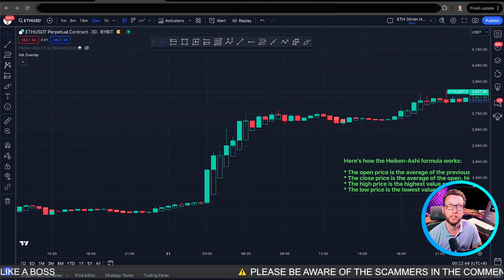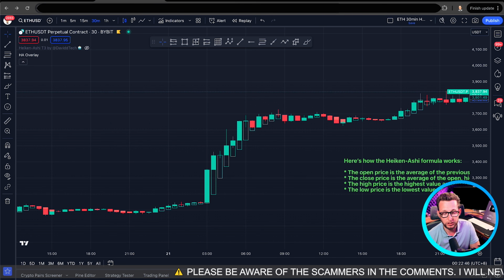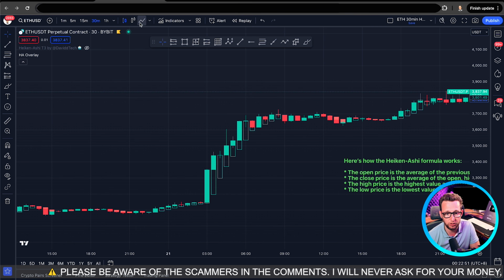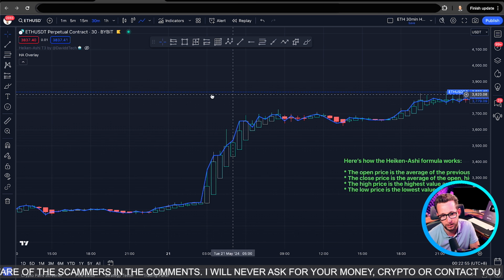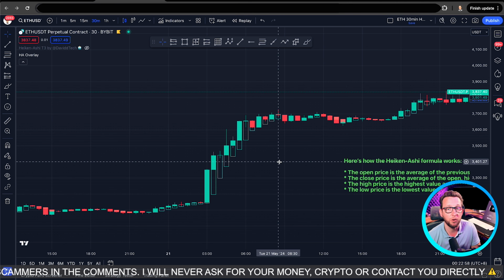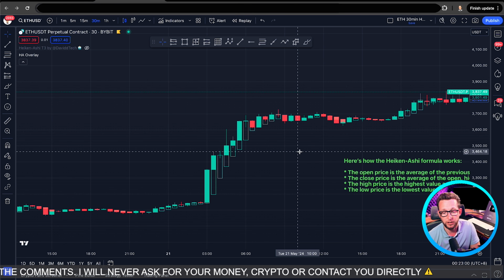So your best bet for backtesting and trading Heikin Ashi candles is to use an overlay on your chart. You don't have to actually use it. You can hide the open closes here and just leave a line just like this. But this will give you a much more accurate result and you won't falsify your trading strategy.